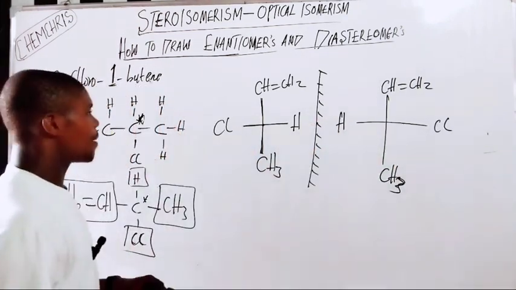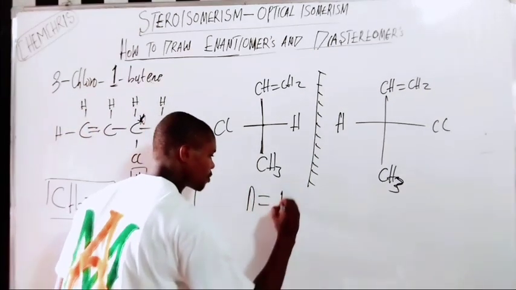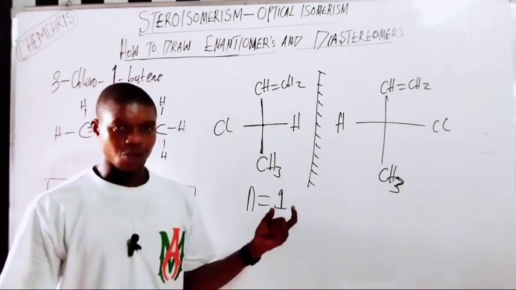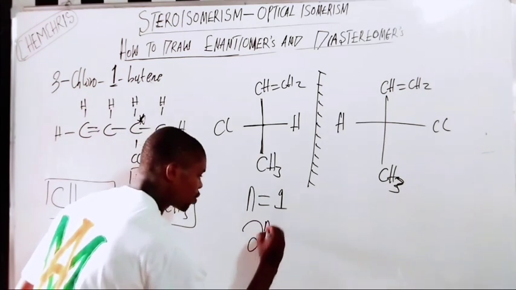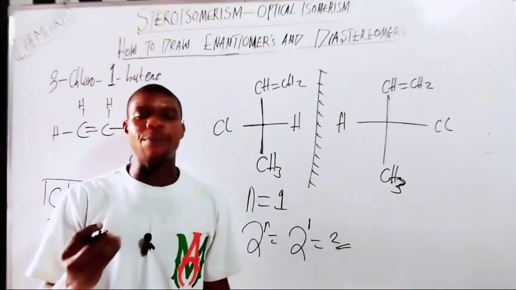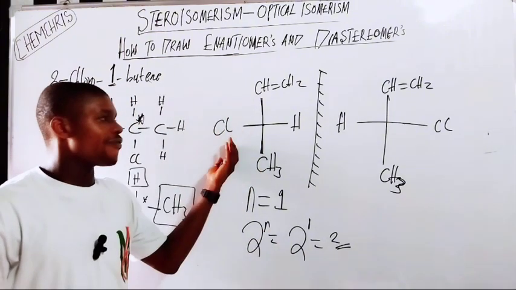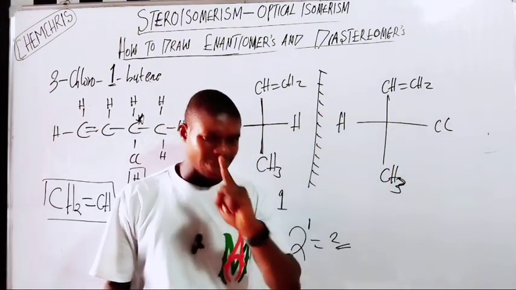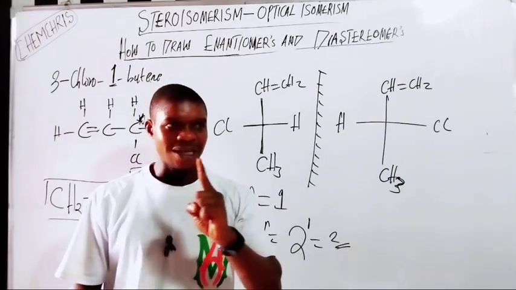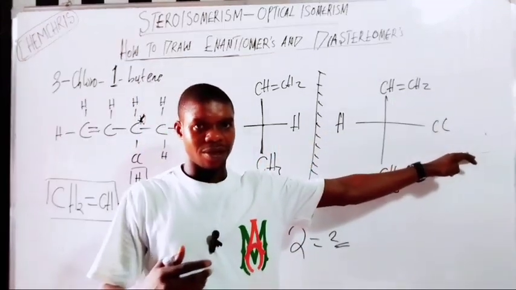Just remember, if my n is 1, how many possible stereoisomers can you get? It's 2, because it's going to be 2 raised to the power n, which is 2 raised to 1, which is 2. So when a chiral molecule has only one chiral center, the possible stereoisomers are going to be 2: itself and its mirror image. Do you understand? I want you to understand here. When a chiral molecule has only one chiral center, it's going to be its structure and its mirror image.